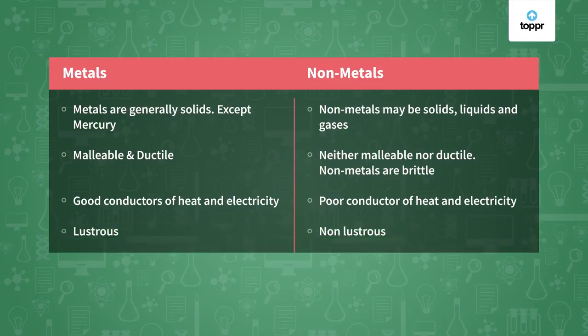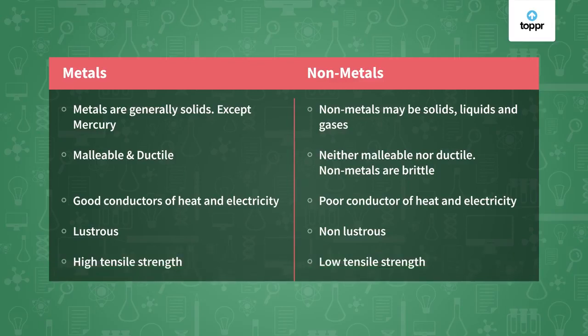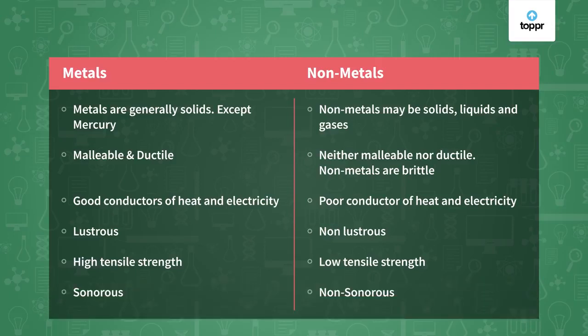Then we have metals which are lustrous. But non-metals are non-lustrous. That means they do not shine, they do not have a shiny appearance. Metals have high tensile strength. That means how much ever pressure you apply on them, they do not break easily. Whereas non-metals do break easily, so they have low tensile strength. Metals are sonorous. That means they make a ringing sound when you strike them. But non-metals are non-sonorous. So aren't metals and non-metals quite opposite to each other?